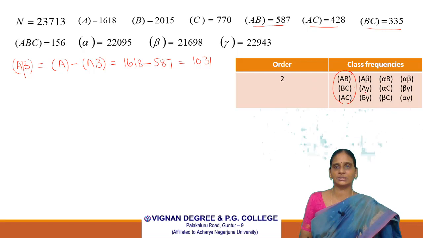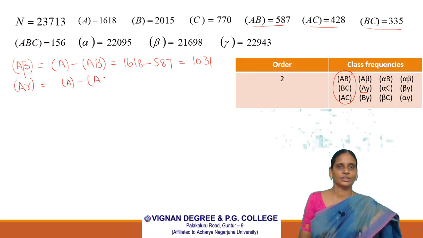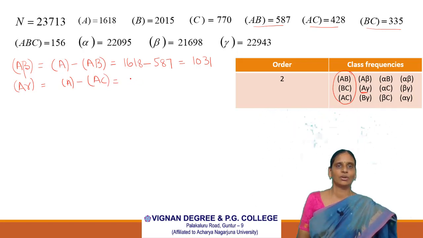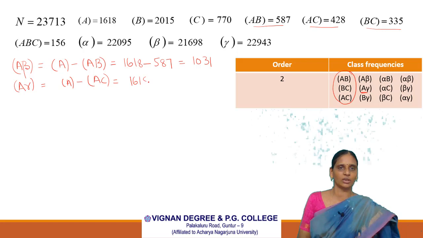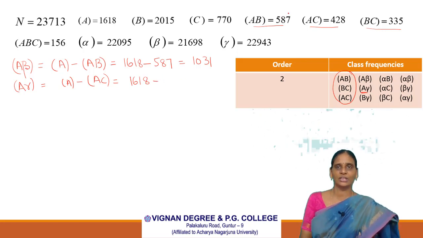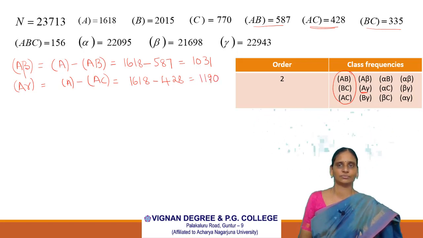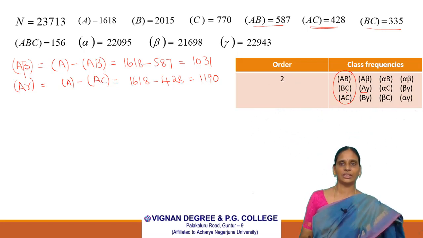And the next one is frequency of A gamma. Now frequency of A gamma is equal to frequency of A minus frequency of AC. This is equal to frequency of A value is again 1618 minus frequency of AC value is 428. That is equal to 1190. And next one is frequency of alpha B.